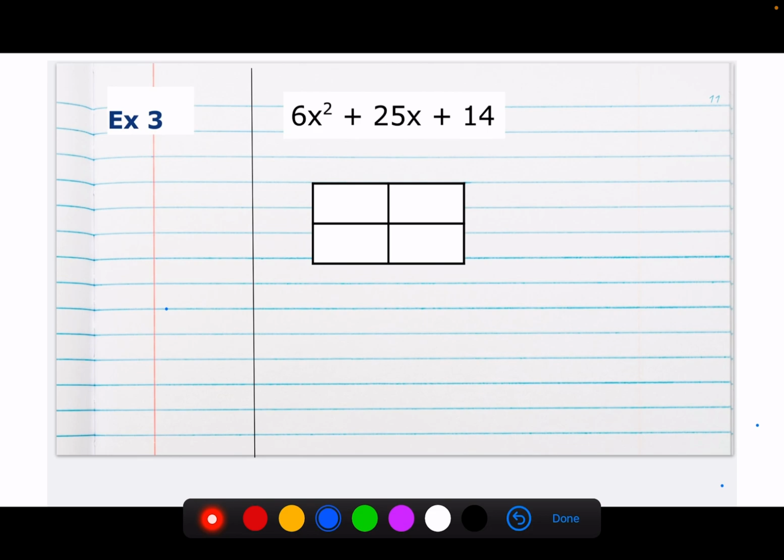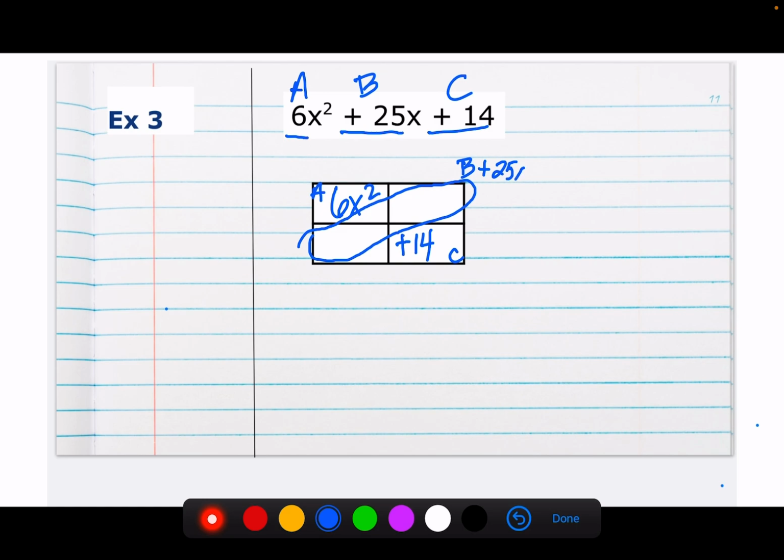All right, so what we need to do first is label our parts. So we need to label our A, our B, and our C. Then we need to go through and fill in our table or our box. So A goes in the top left-hand corner, which is 6x squared. Our C is in the bottom right-hand corner, which is a positive 14. And then in the middle is our B. So B goes here. That's the part we need to be looking for. So we don't know that yet, but we do know that it needs to be a positive 25x.